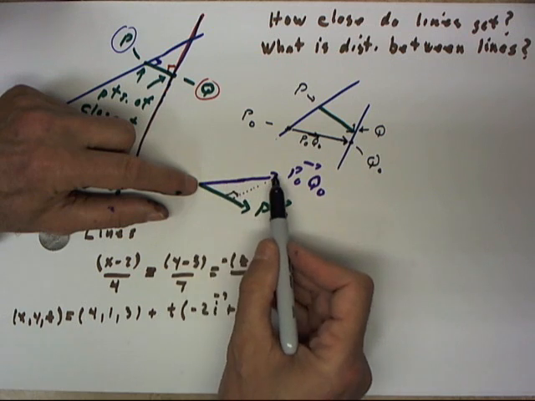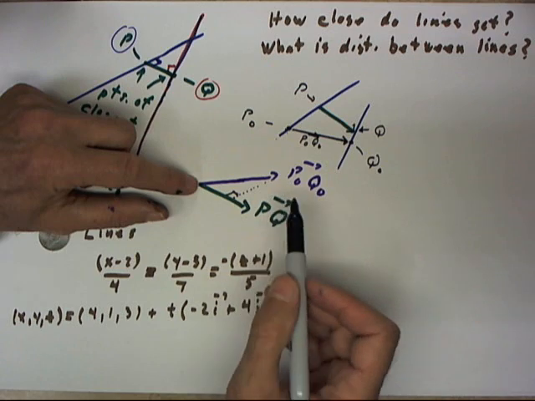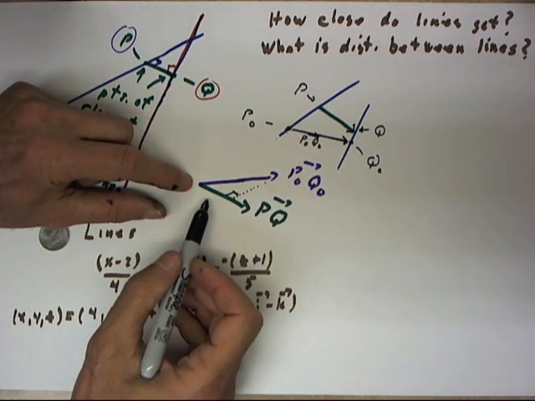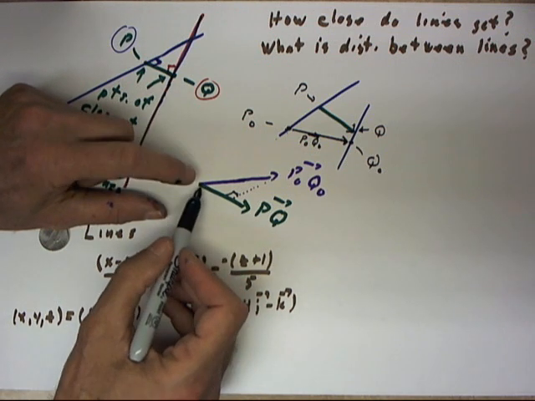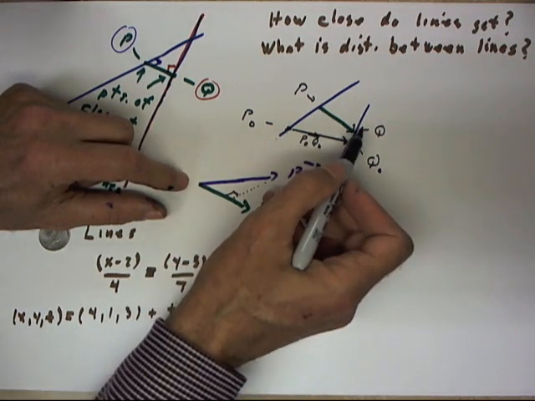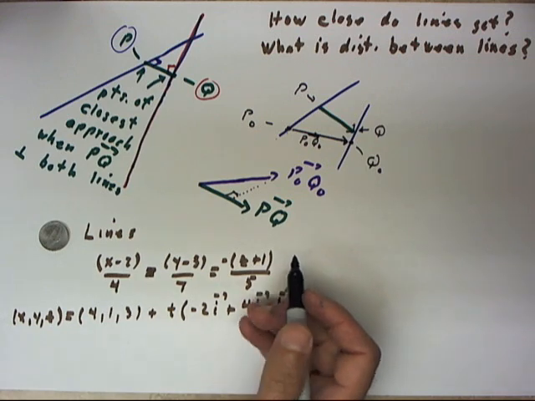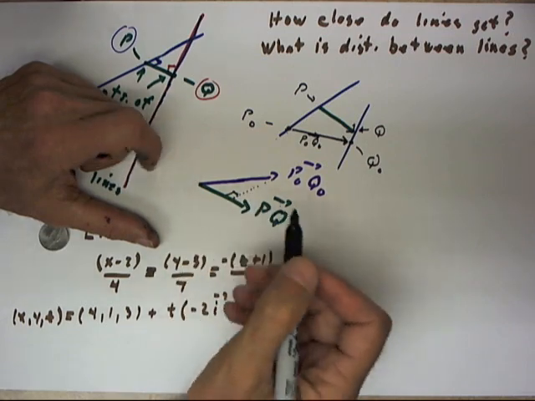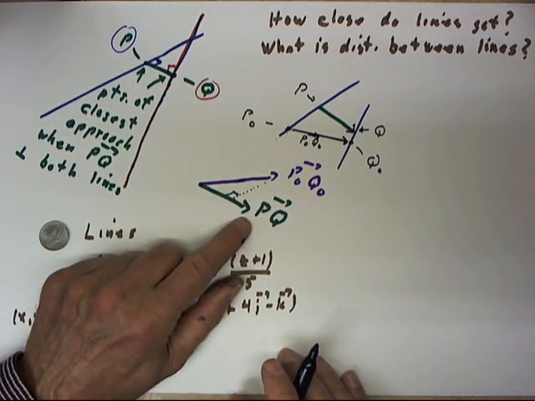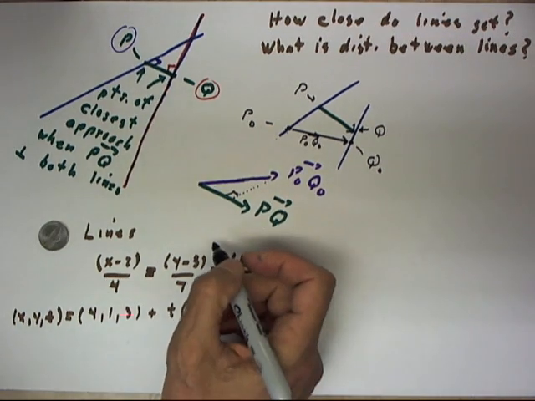Okay, P naught Q naught is a vector between 2 points of the two lines, 1 point on each line. PQ is the vector that's perpendicular to both lines and has a magnitude equal to the distance. In any case, if we project the vector P naught Q naught onto the vector PQ, then we should get the distance of the vector PQ.